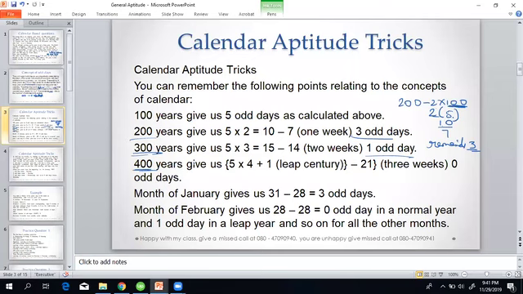So remember this so that you can easily answer the questions without wasting your time. In 100 years there are 5 odd days, 200 years 3 odd days, 300 years 1 odd day, and 400 years 0 odd days.